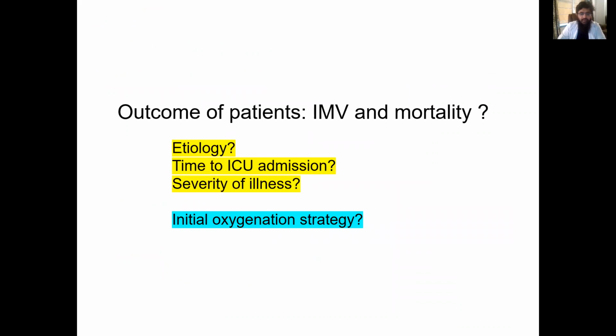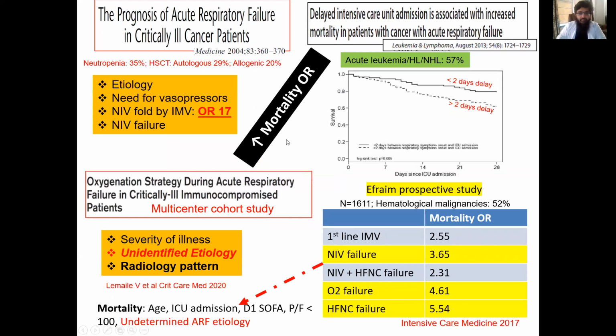Is it the strategy of ventilation? Or is it something else, as we see in our common ICU patients, the general patients: the etiology, the ICU admission time, or the severity of illness. The studies that have come up in this area, focusing on high mortality and the risk factors, found that etiology, the severity of illness, NIV failure, and more so an unidentified etiology were high risk factors. They also found that the pattern of etiology and the changes in radiology, diffuse changes or GGOs or micronodular changes, are also important to look at for the outcome of the patients and to guide the management.